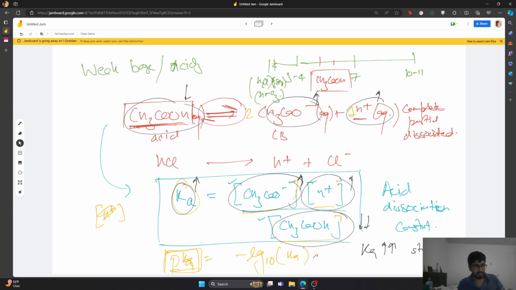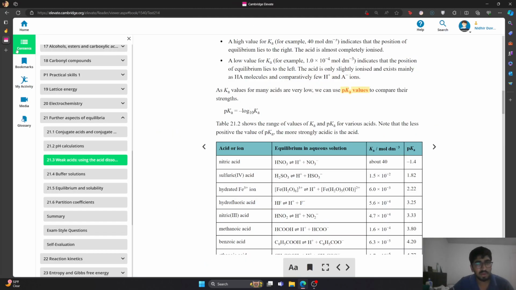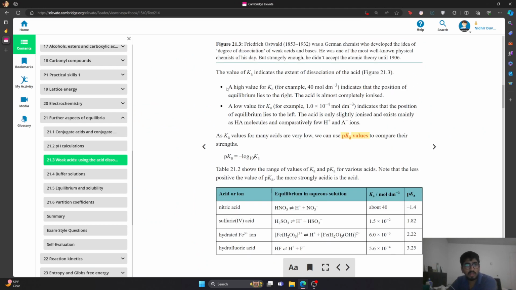Like how is this high, right? Just follow this logic slowly. Feel free to rewind the video if you don't understand anything. So this is what they talk about here: equilibrium lies to the right. That means the acid is completely ionized, right?